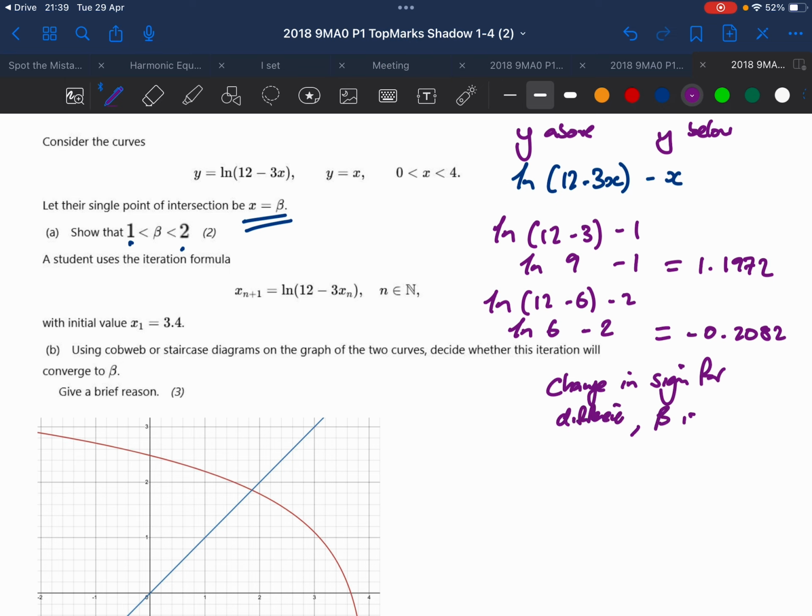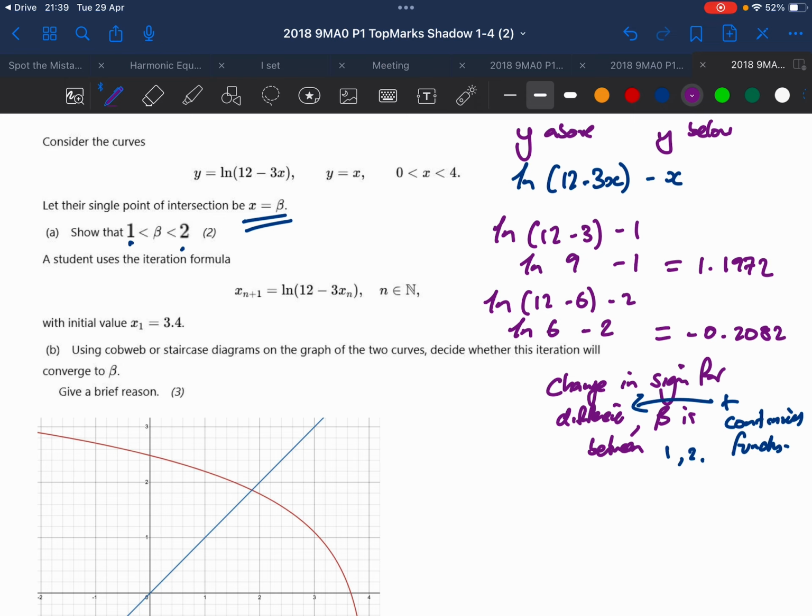So beta is between, there's a change in sign of difference. Just to be safe, if you really want to add, it's a change in sign of the difference and they are continuous functions. Okay, beta is between 1 and 2. So that would be a very sure way of getting the mark.